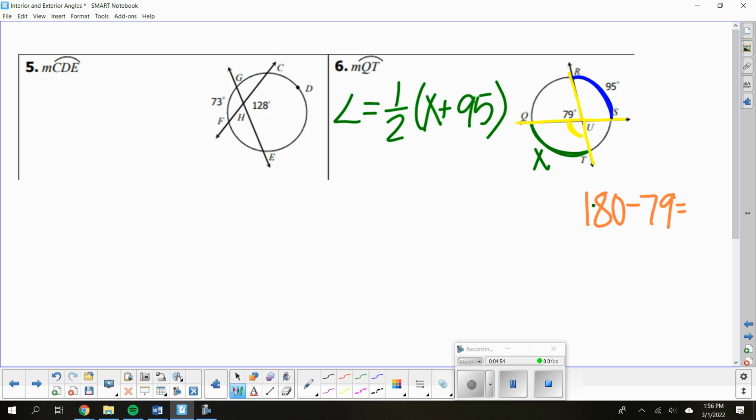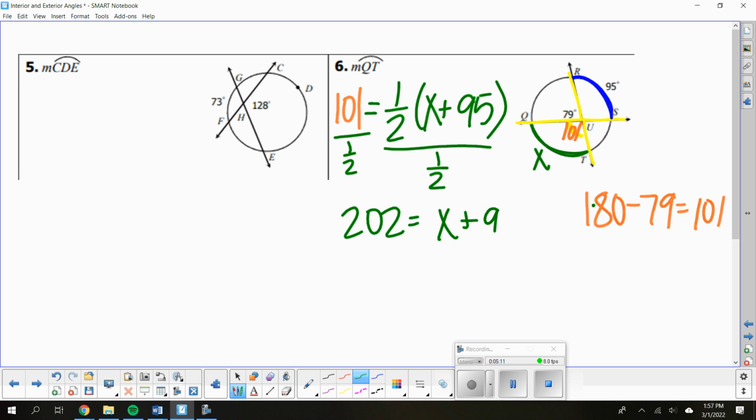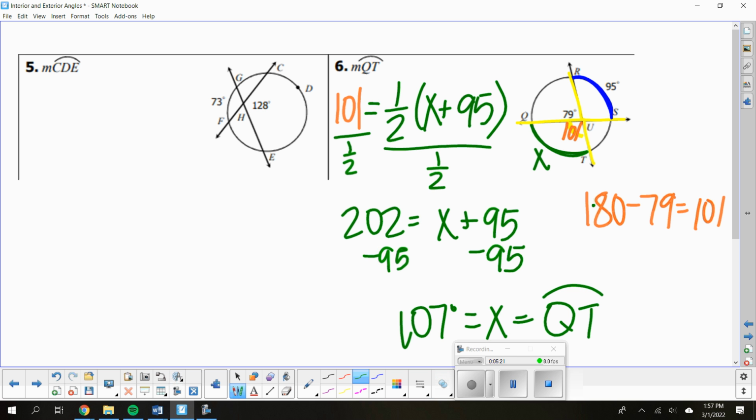So I actually have an angle at a measurement of 101 degrees. Let's sub that in where the angle is sitting, and now we can solve this just like before. Divide by 1/2, multiply by 2. Minus your 95. So 107 is x, which is what I set q to be. Alright, go ahead and pause the video and try number 5 on your own.